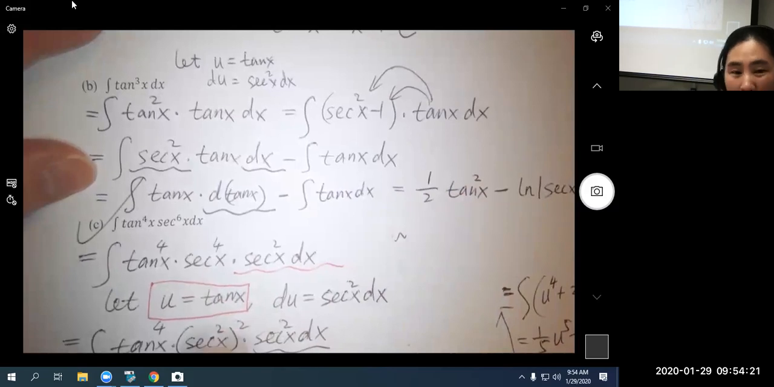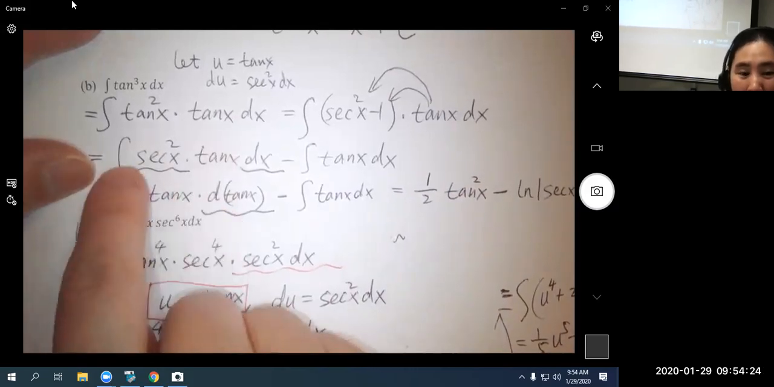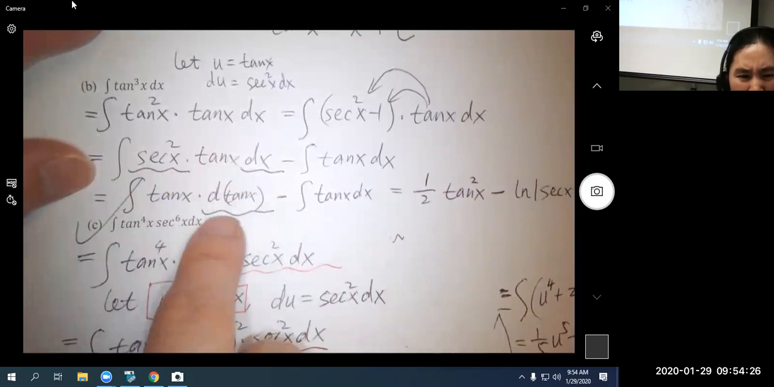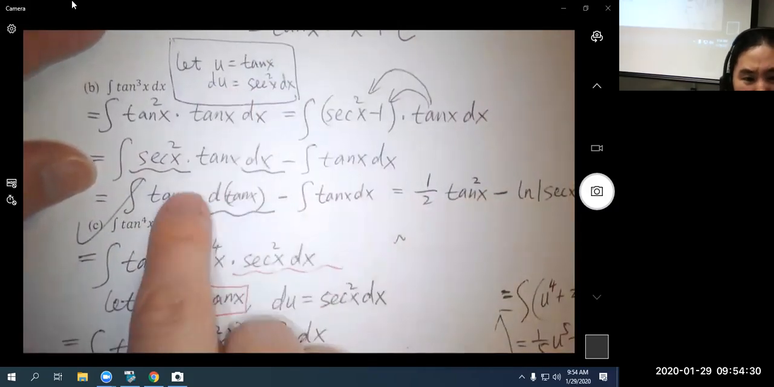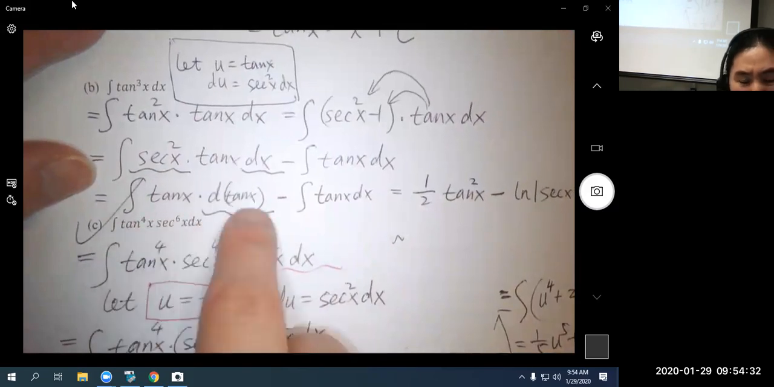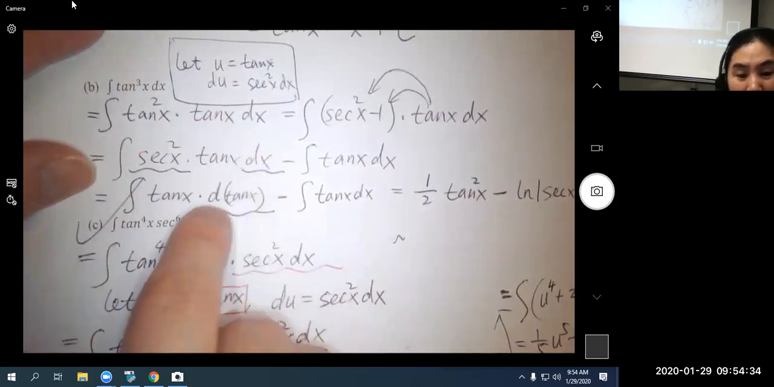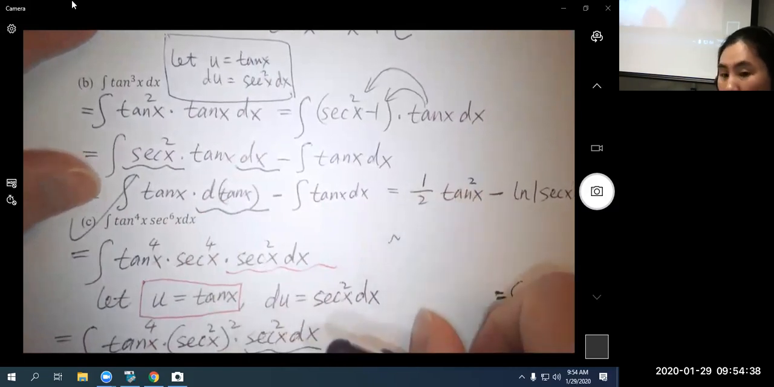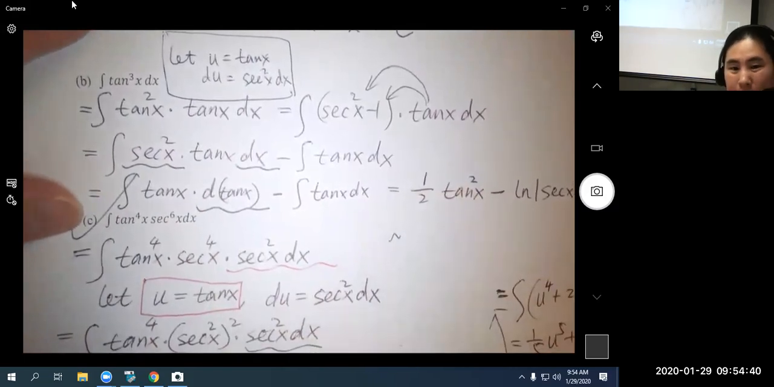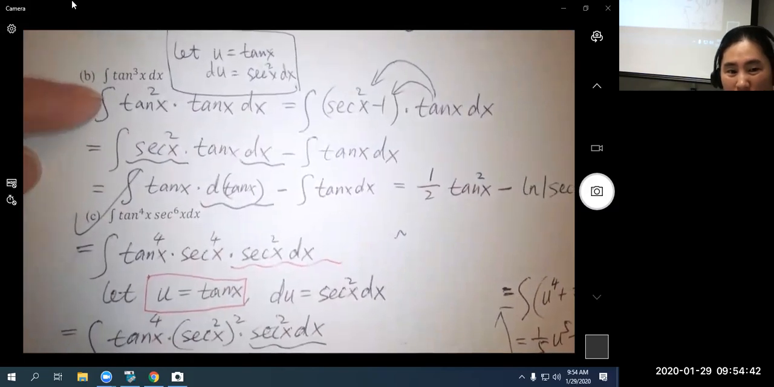You guys, yeah, I don't have space to write it down, okay? But if you feel like this is so hard to understand, you can try to use the substitution rule here and then finish computing this integral, okay? Eventually, you'll still get 1/2 tangent of x squared. All right, so this is the integral of tangent of x to the cube.